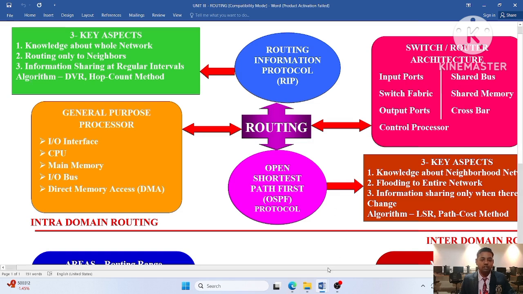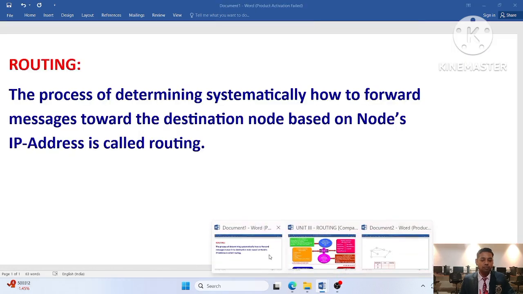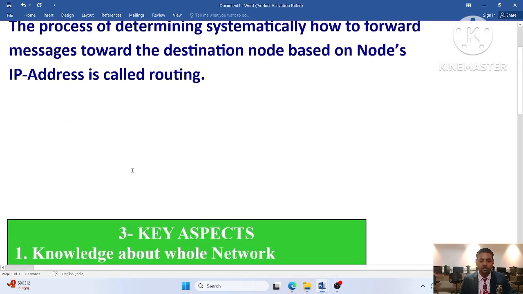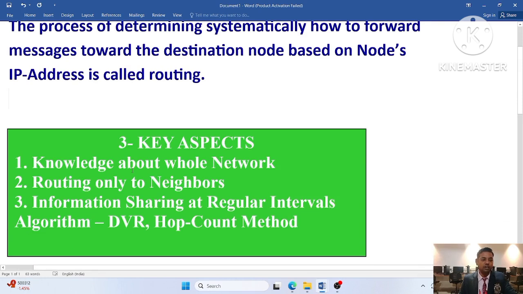In this session, we are going to learn about the Routing Information Protocol, RIP. The Routing Information Protocol uses one algorithm, and it is a very simple algorithm. The name of the algorithm is the distance vector routing algorithm.